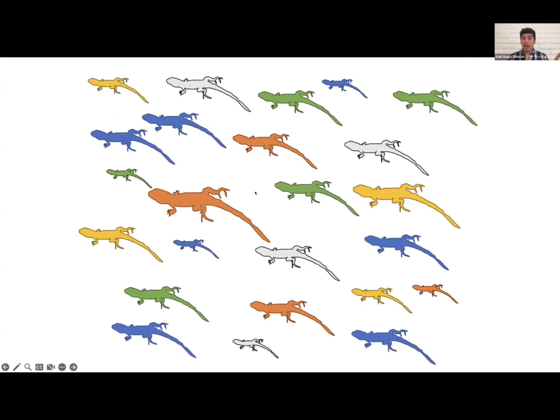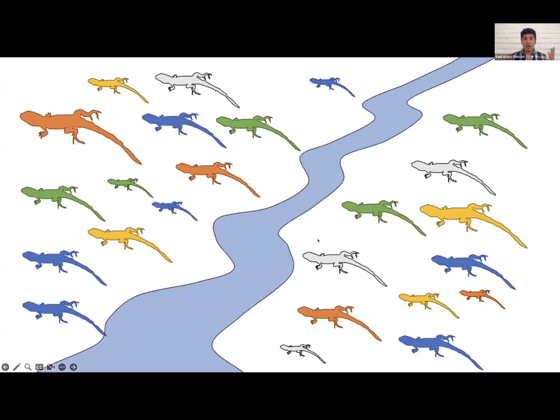Let's imagine we have a population of different kinds of lizards. You can see we have a lot of diversity in terms of size and color. And let's imagine that we have a landscape change. A river goes through and separates what was one population into two different populations. Perfect.